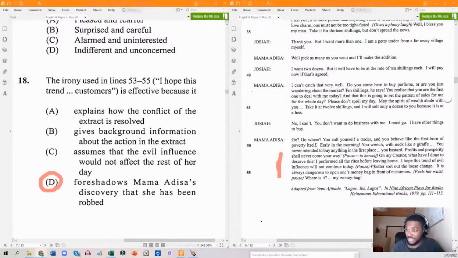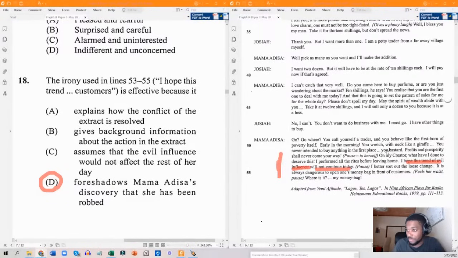So at this point, she hasn't discovered that she has been robbed, but she's basically saying something that would hint that she's going to find out soon. That's where the foreshadowing comes in. So she's talking about a trend of evil influence. Of course, the evil influence that really happens is that she just got robbed. She's hoping it will not continue, but poor Mama Adisa doesn't realize that it has already continued. The real evil has happened.